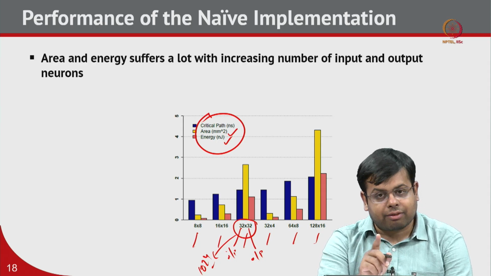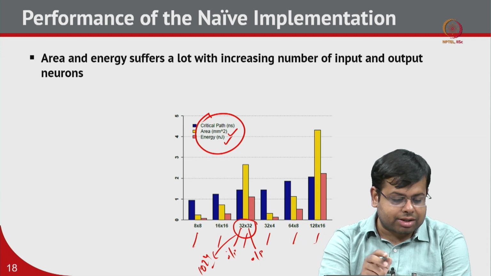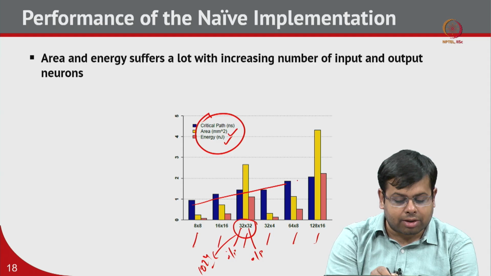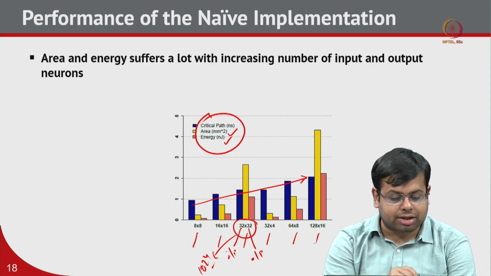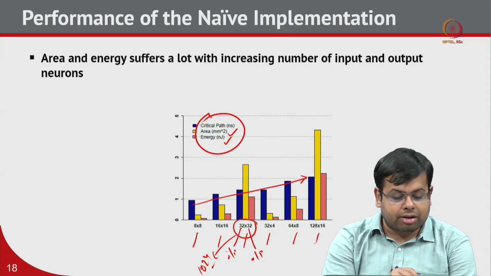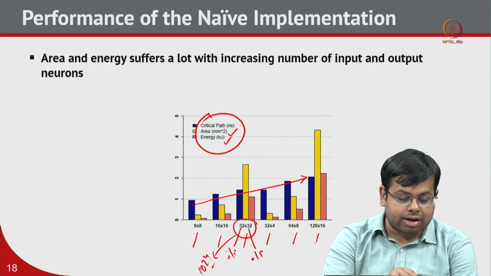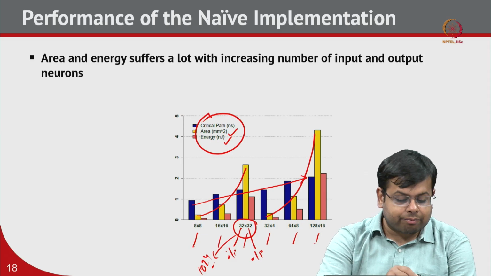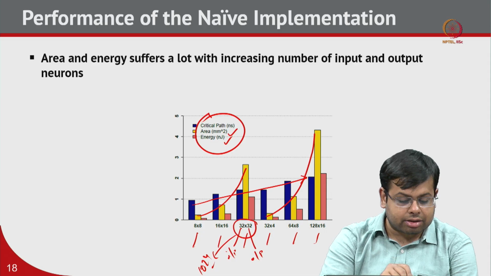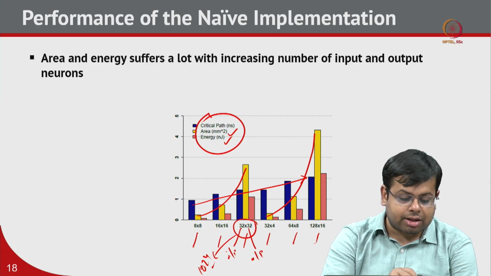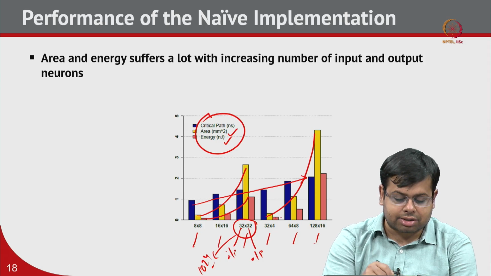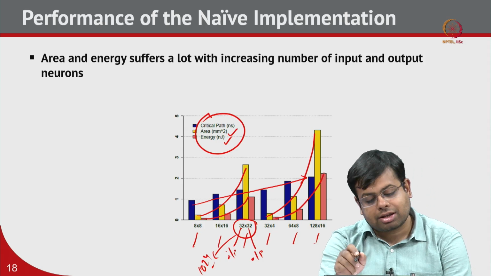Now, if we have that naive implementation, then as you can see, the critical path probably increases linearly. But the energy is increasing exponentially. There is a huge increase in energy, right. Not only that, the area is also increasing exponentially, and at the same time the energy is also increasing exponentially.